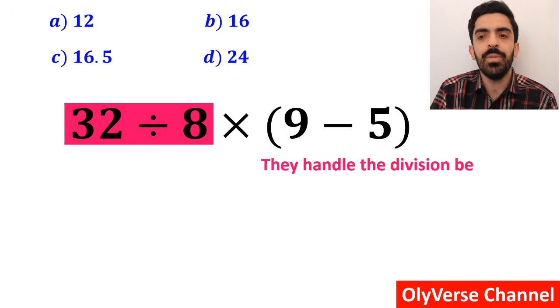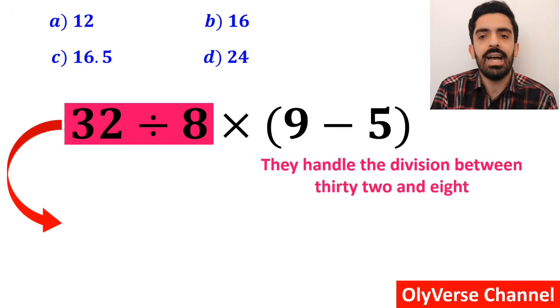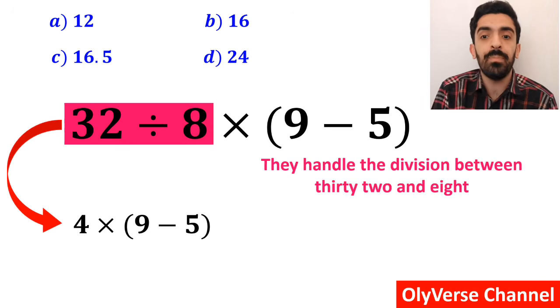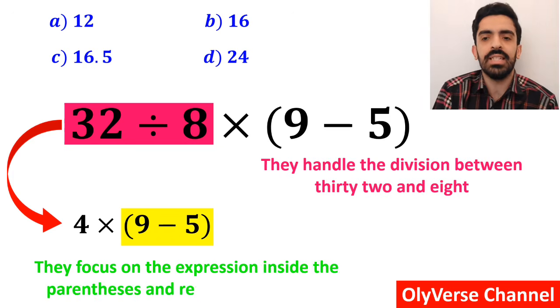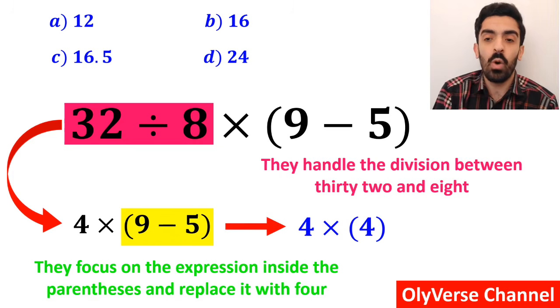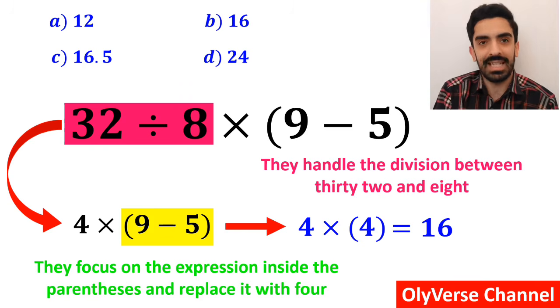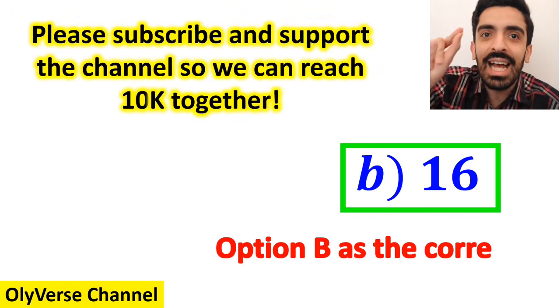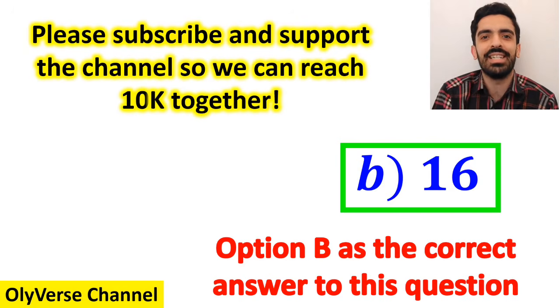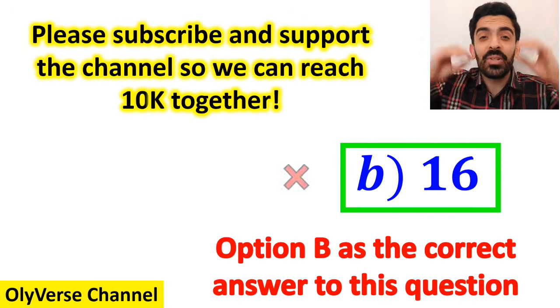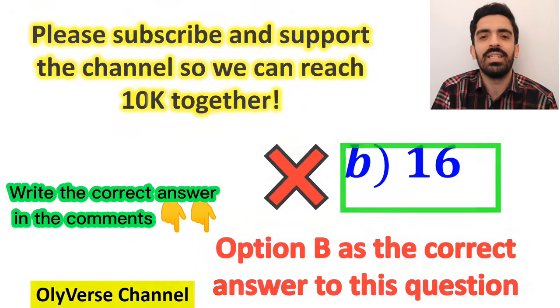Then they handle the division between 32 and 8 and replace this expression with 4 × (9 − 5). And the final step, they focus on the expression inside the parentheses and replace it with 4. So, this expression becomes 4 × 4, which finally gives them the answer 16. Then, they quickly look at the options and choose option B as the correct answer to this question. However, this answer is absolutely wrong.